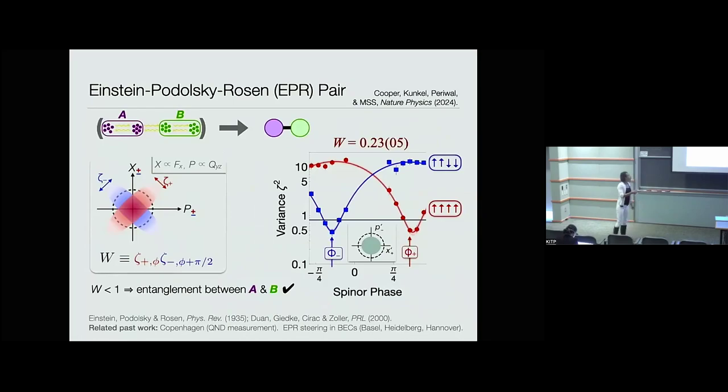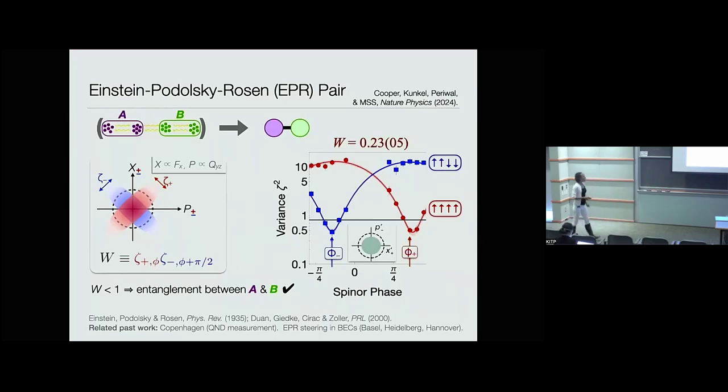We see this from the noise of these two modes, the symmetric and the anti-symmetric mode. If one looks at the product of the uncertainties in, let's say, x of the symmetric mode and p of the anti-symmetric mode, having that product be less than 1 witnesses entanglement between the left and the right. And so this shows we've made this entangled state.